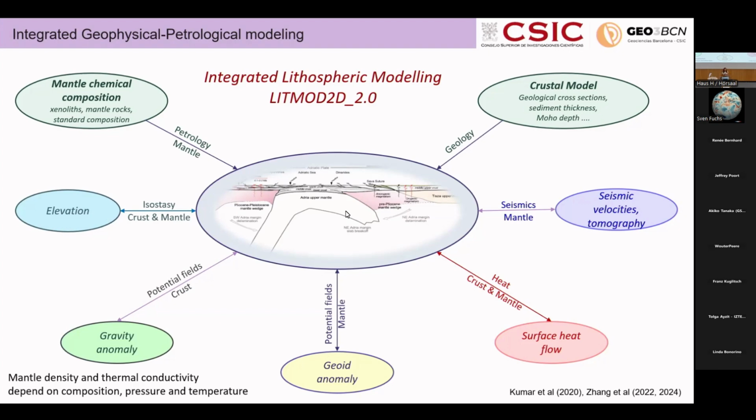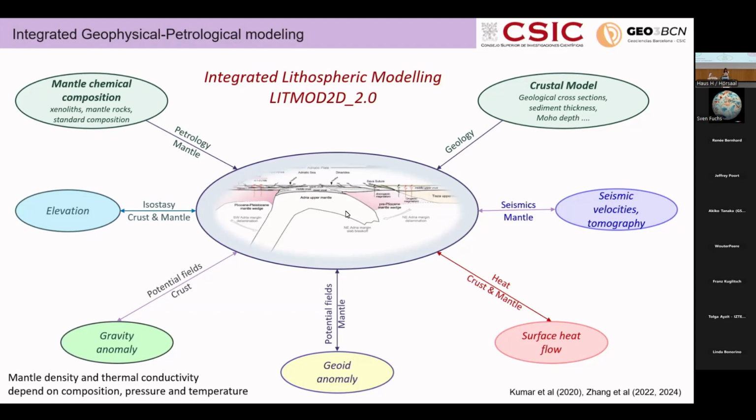What is this model? This one is geophysical. We use all this data, and petrological in the sense that we are considering the composition of the mantle with the 5 main oxides and how it changes with pressure and temperature. Then the density, the thermal conductivity, and the seismic velocities in the mantle are calculated according to this composition, pressure and temperature. And this is all integrated in this model that will calculate the gravity and geoid and the surface heat flow.